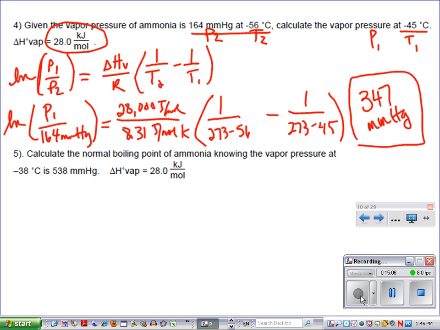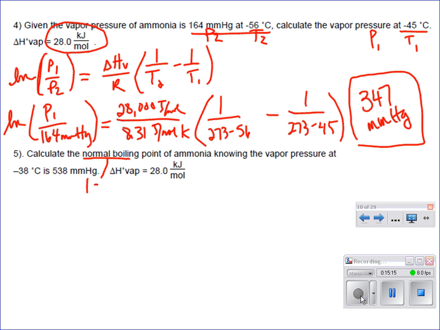Okay, so the answer is 347. Is everyone good? Let's do one more. Calculate the normal boiling point. Oh, what did I say normal was? Standard pressure, 1 atm. So we have 1 atm coupled with some boiling point, because that's what we're looking for. And we're given this temperature, and we're given that pressure.